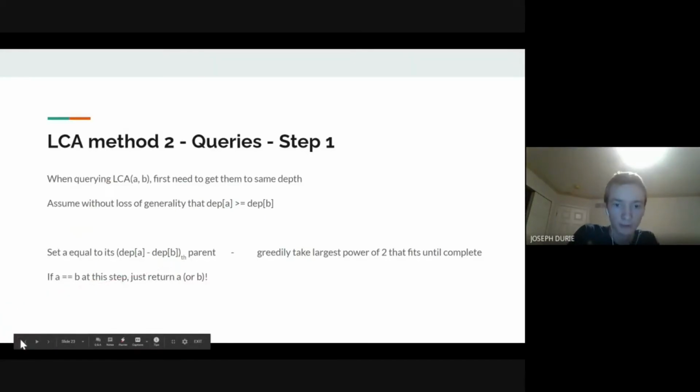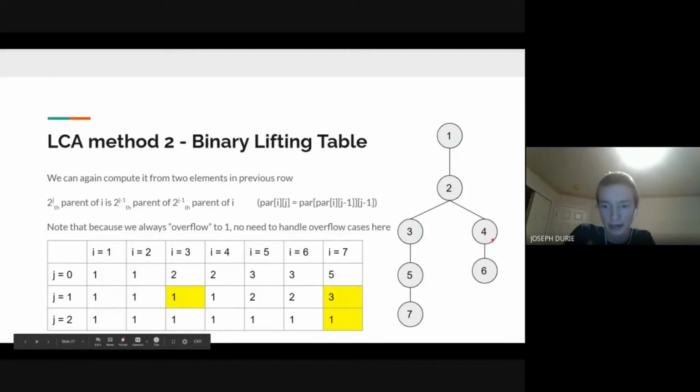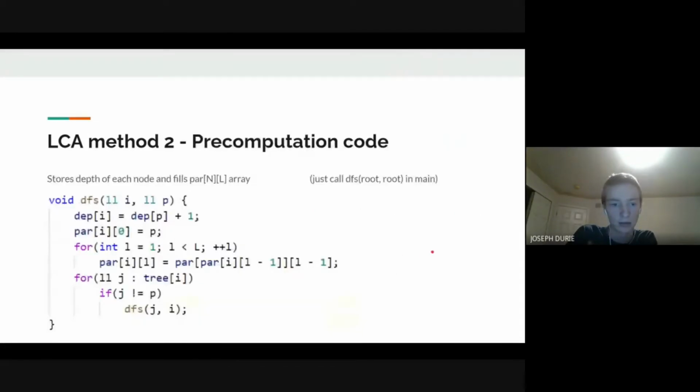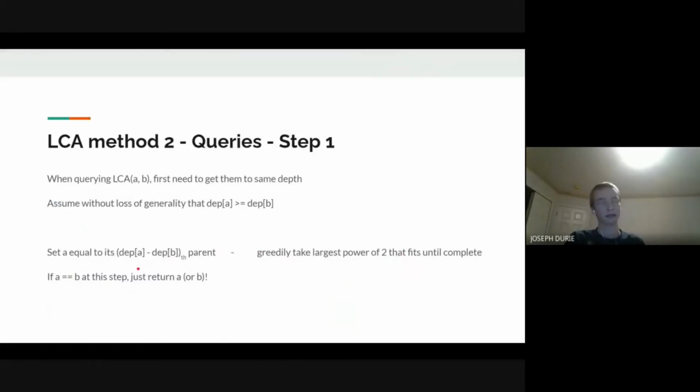So do you have a picture of the tree over here? Yeah, so let's say we have 7 and 4. Basically, the idea is we want to move 7 up to 3 because now they're at the same depth. And note that we can get the kth parent for any k in O(log n) because we can greedily take the largest power of 2 that fits inside k until we're done. So if we need the 5th parent, we can take the 4th parent and the 1st parent. And it's that idea again.